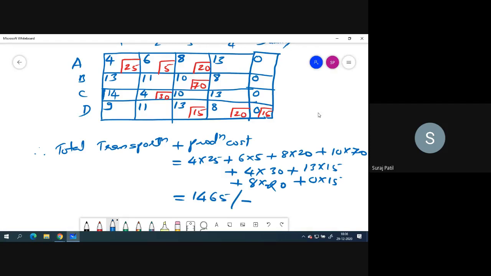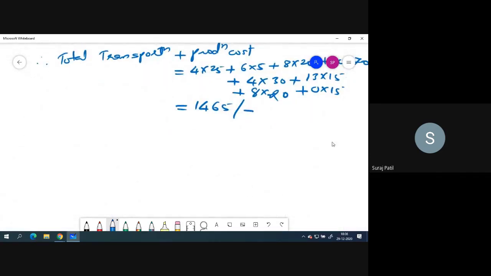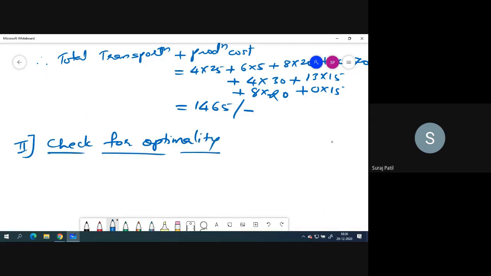Now I need to check whether the solution obtained in this step is an optimum solution or not. So to check for optimality, we use the MODI method. The second step, check for optimality, whether the obtained solution is optimum or not.